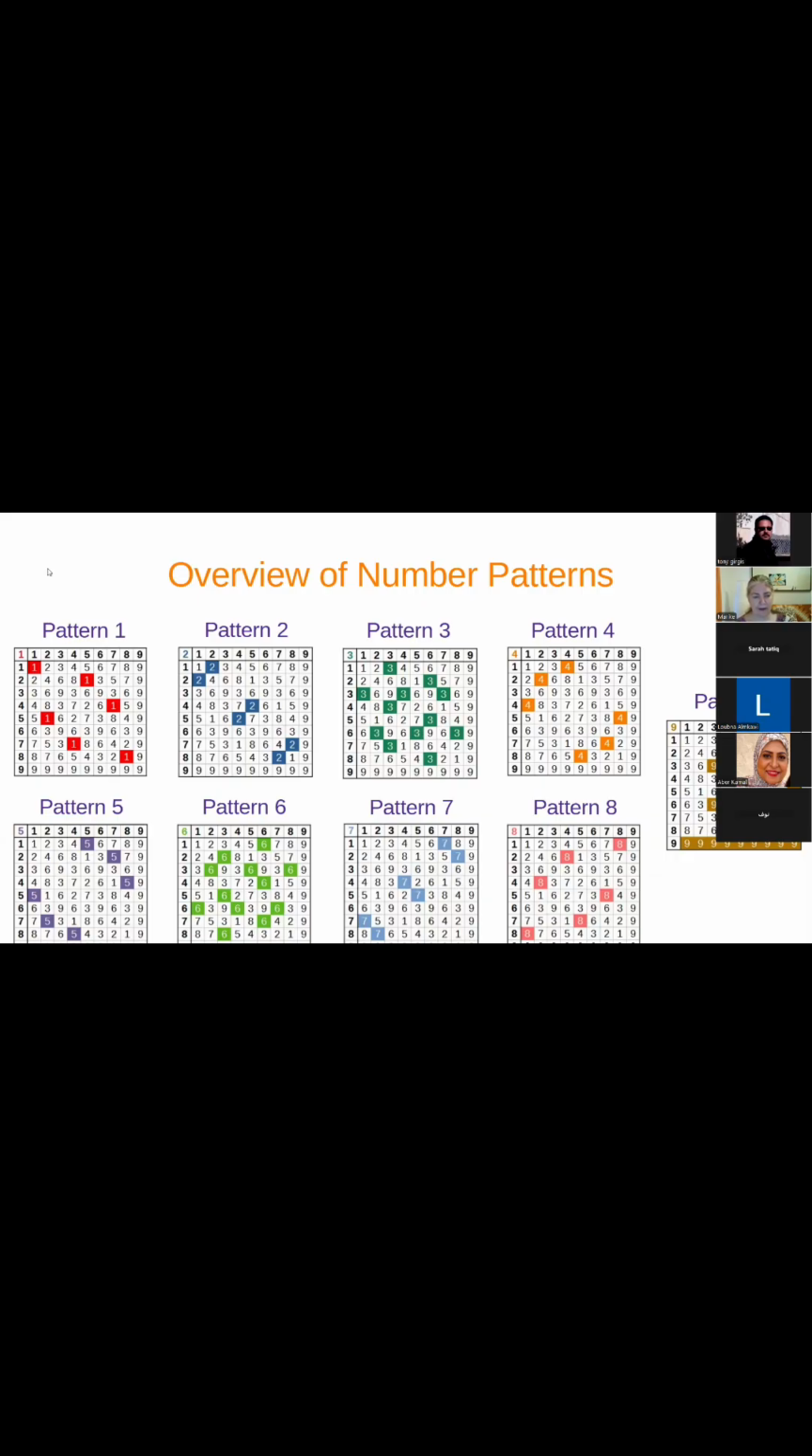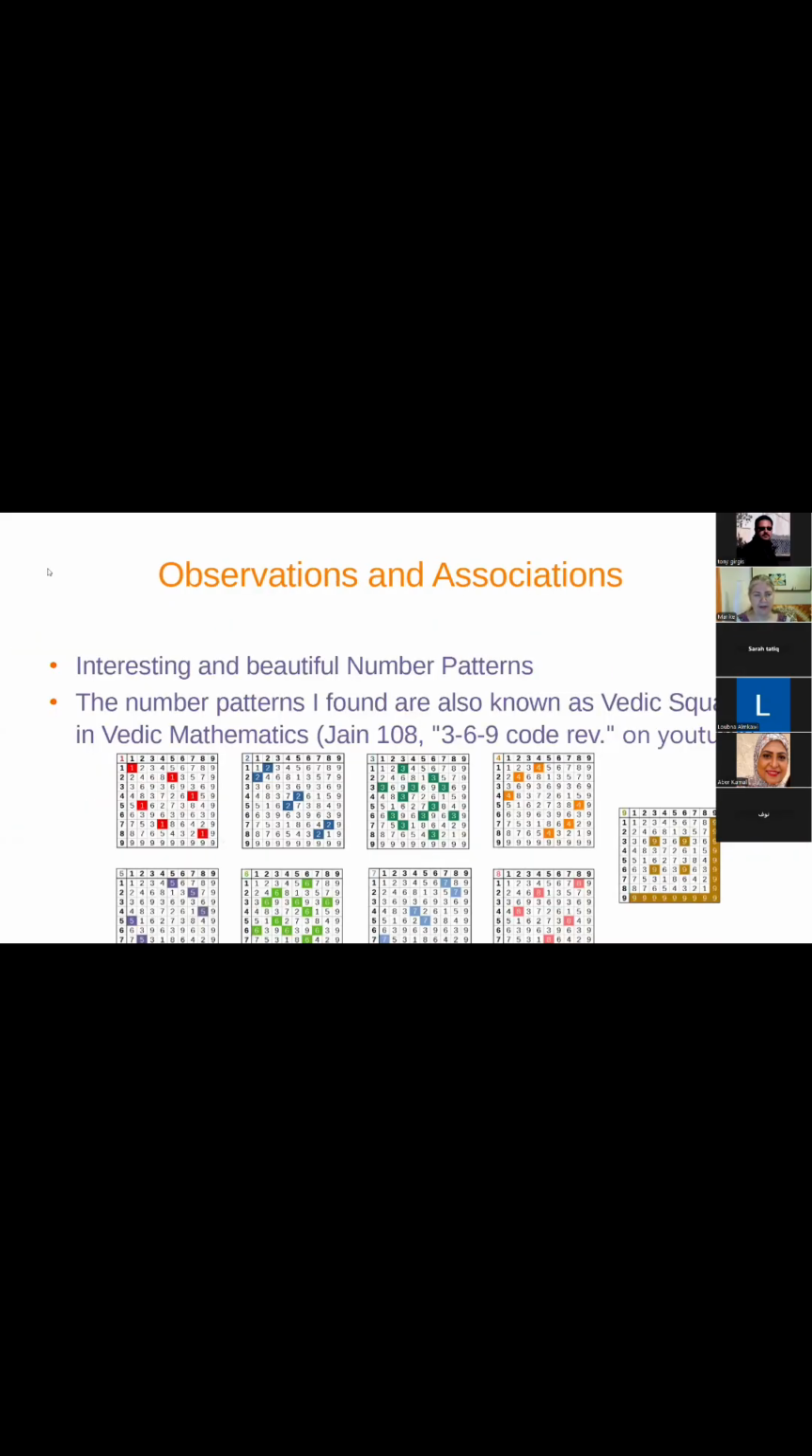Continue, Marika. Okay, so that's the tables, the number patterns, and now we look at observations and associations. The number patterns I found are also known as Vedic squares in Vedic mathematics, which I didn't know when I found them. But now I realized in the preparation for this talk that they are actually already known, and I found out from the video of Jain 108, which is called 369 Code Revealed on YouTube. So thank you so much for that assistance. And these are the number pair view.